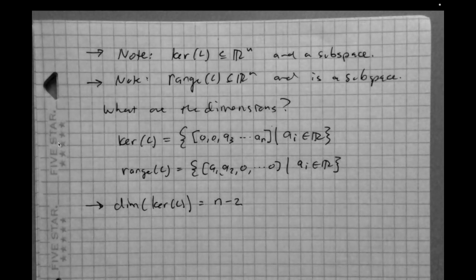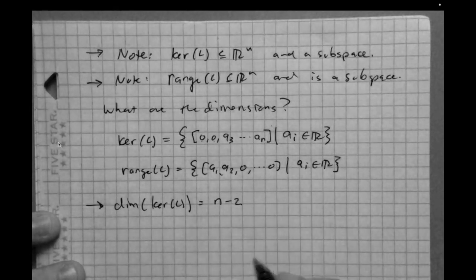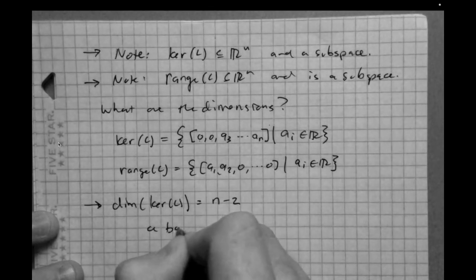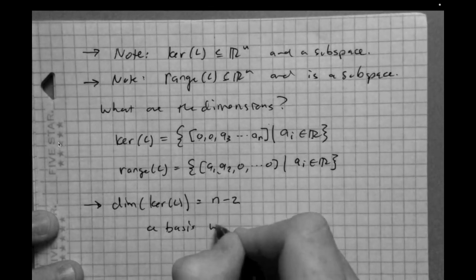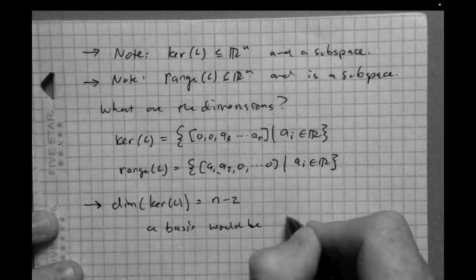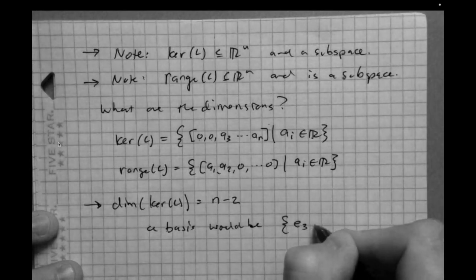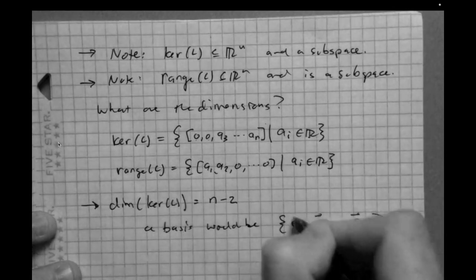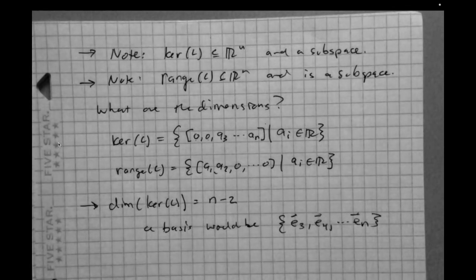And we can easily see this. A basis for this would be just the standard basis vectors, E3, E4, ..., En. And that's obviously going to be n minus 2. It's going to have size n minus 2.